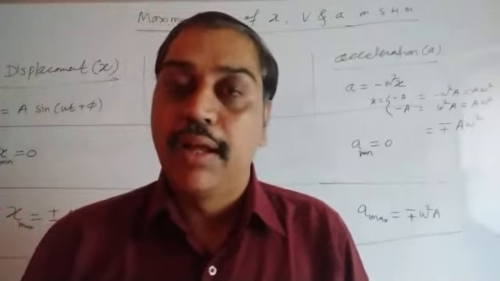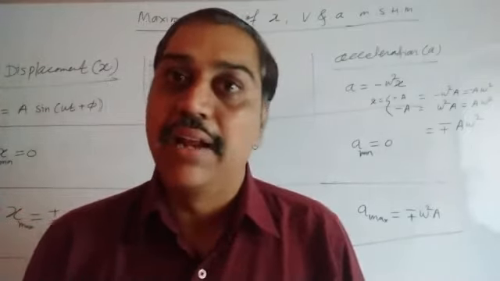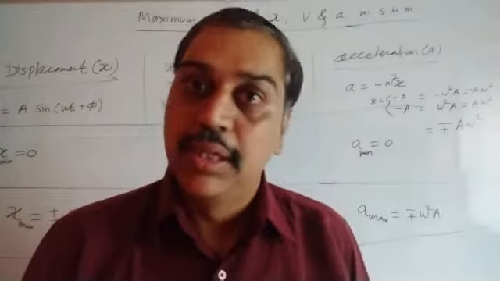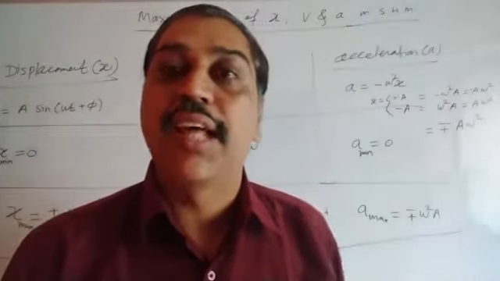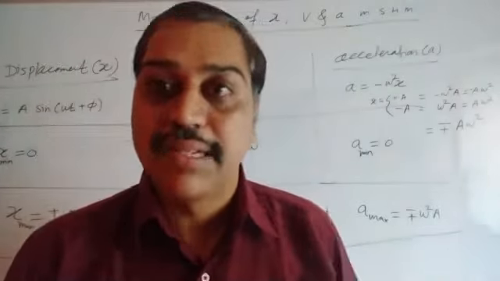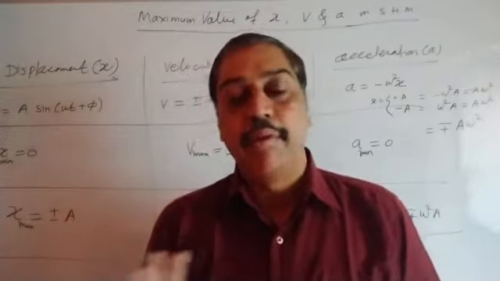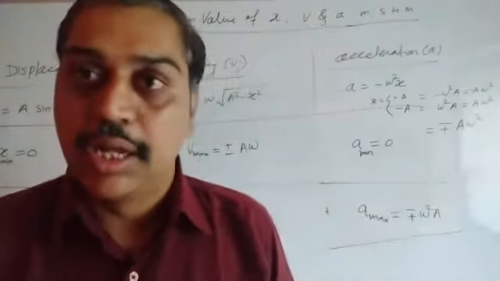Remember, the displacement and acceleration are 0 at mean position. Displacement and acceleration are maximum at extreme position, while exactly the opposite occurs for the velocity. Velocity is maximum at mean and minimum at extreme position. I hope you got this.